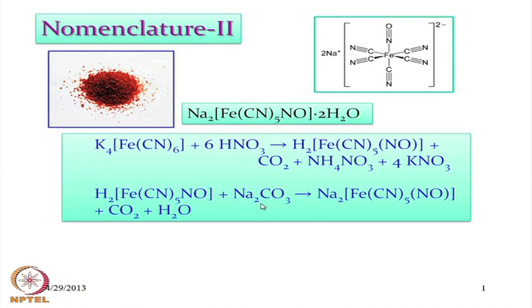reacted with sodium carbonate. Since it is also acidic in nature, it immediately reacts with sodium carbonate with liberation of carbon dioxide and water, and the compound is getting transformed to its corresponding sodium salt. So, that is why this is the procedure where we can prepare sodium nitroprusside from potassium ferrocyanide. So, this particular thing directly gives us the potassium salt of the complex converted to its corresponding sodium salt.